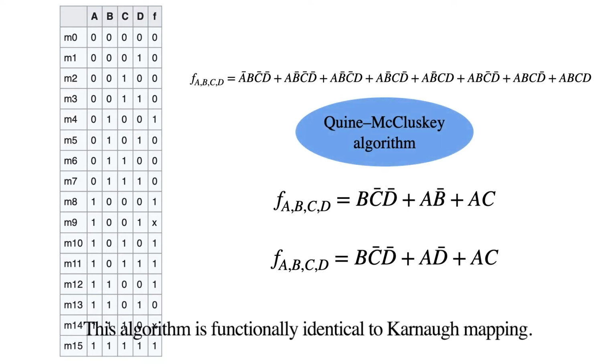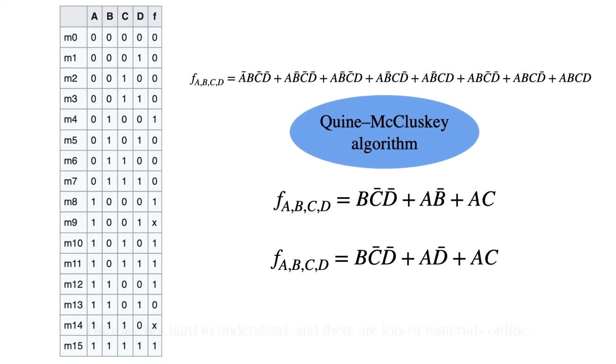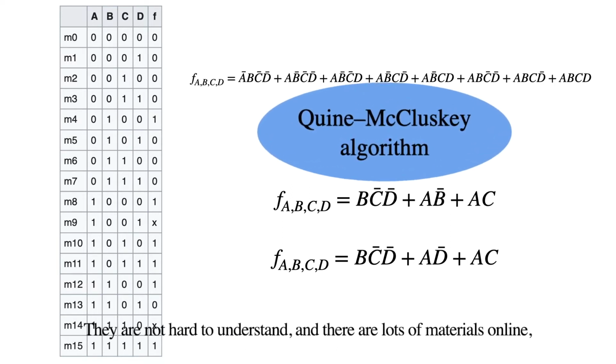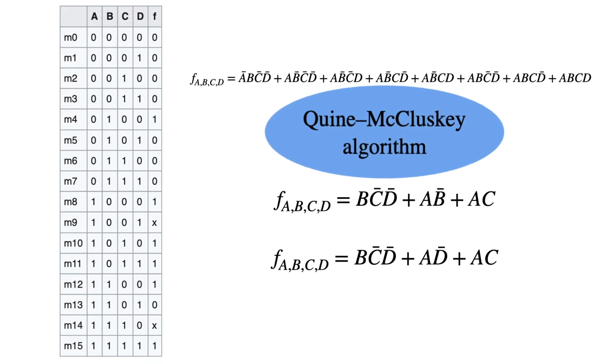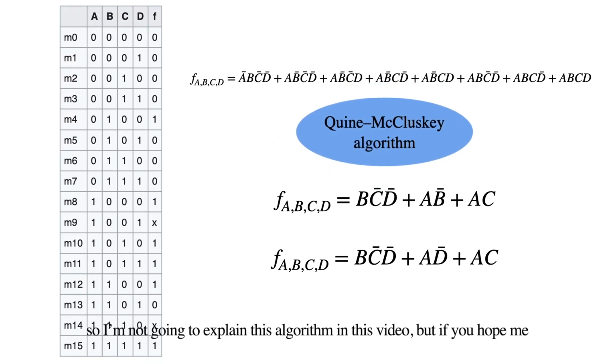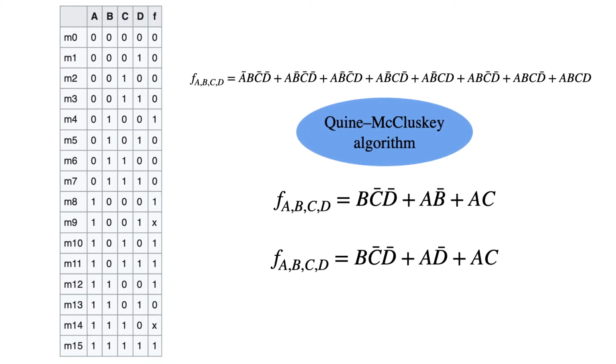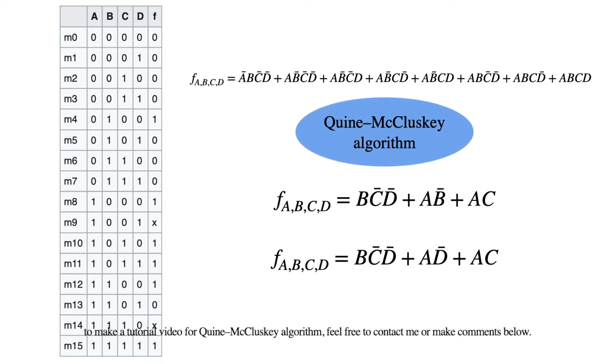This algorithm is functionally identical to Karnaugh mapping. They are not hard to understand, and there are lots of materials online, so I'm not going to explain this algorithm in this video. But if you want to help me make a tutorial video for the Quine-McCluskey algorithm, feel free to contact me or make comments below. I could do that. This algorithm is NP-complete.